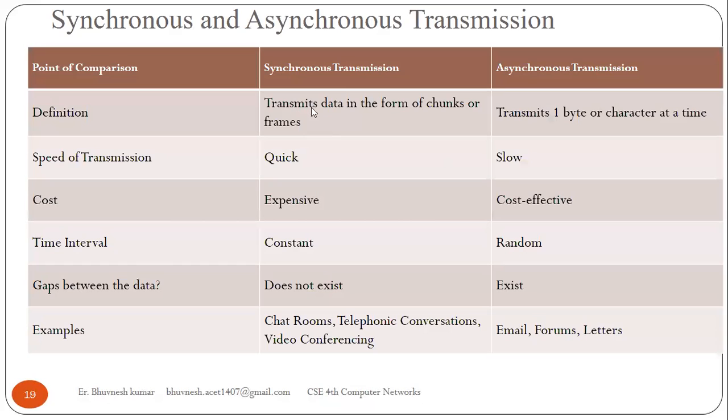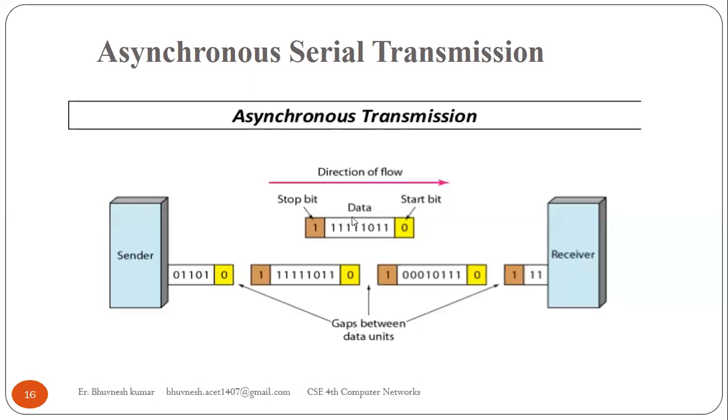Okay, that is why the definition is there. Synchronous transmission transmits data in the form of chunks or frames. But asynchronous transmission transmits 1 byte or a character at a time. Okay, 1 byte at a time. Sorry, it is not 1 bit, it is 1 byte. Here it is, this total 8 bits. If I'm saying 8 bits, it means 8 bits equal 1 byte. 1 byte is sent at a time.